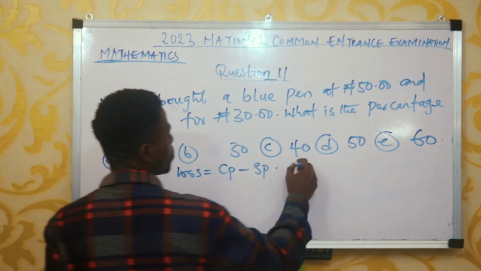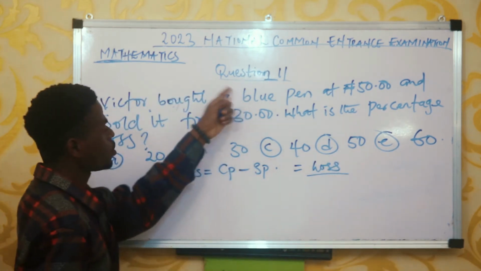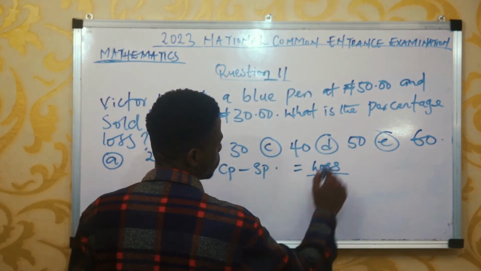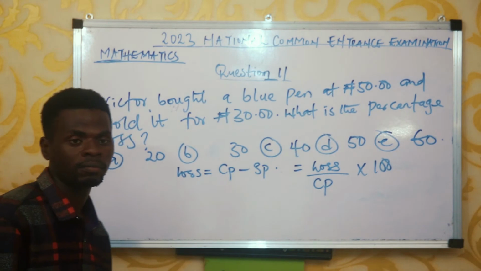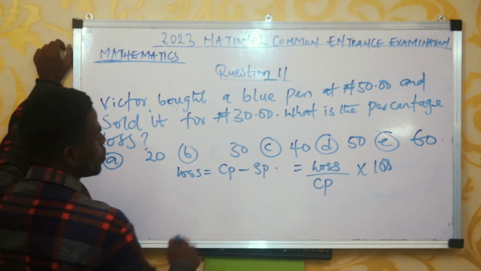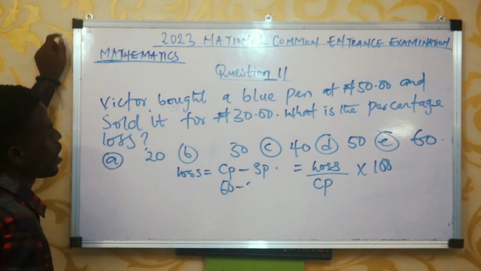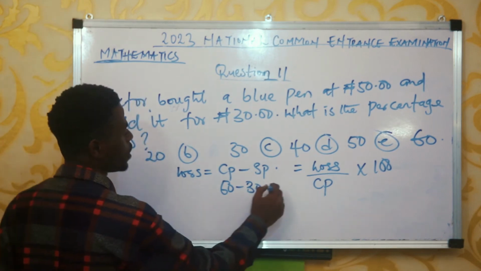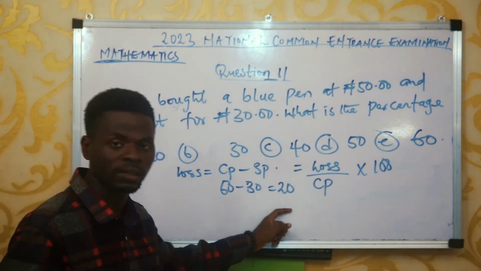So this is what we're going to do. We say that our loss is over the cost price, times 100. Okay. So what's our loss there? Our cost price is 50, minus the selling price, which is 30. So 50 minus 30 will give us 20. So our loss there is 20. Take note of that.